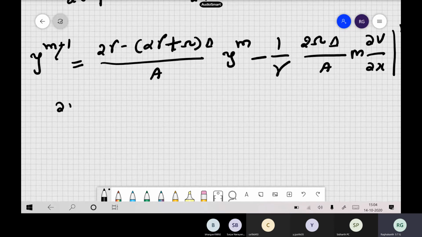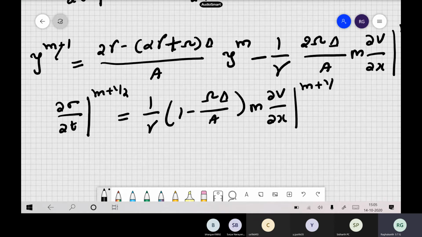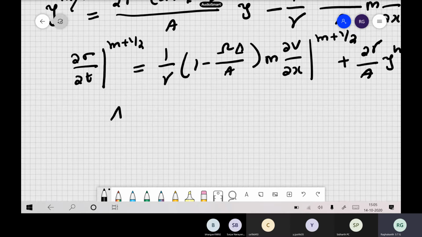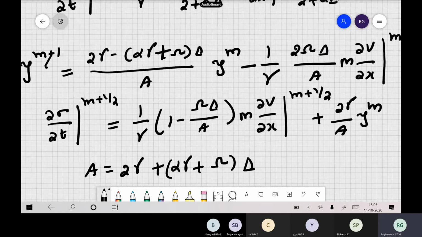And similarly, dou sigma by dou t at m plus half. So 1 by gamma, 1 minus this delta by a multiplied by m dou v by dou x at m plus half, plus 2 times gamma by a zeta of m, and of course a is some constant. So 2 times gamma plus alpha times gamma plus this into delta. So this is how we represent our equations in a finite difference format itself.